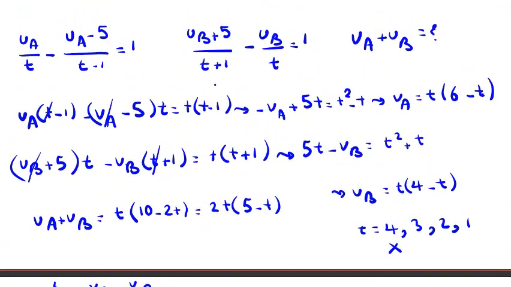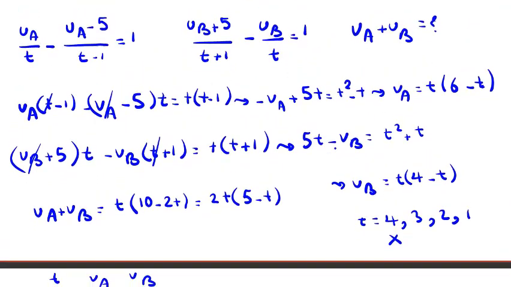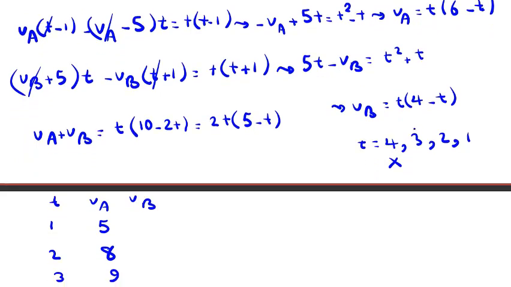VB is what? VB is, let me check, yes, VB is t times 4 minus t. For 1, it's 1 times 4 minus 1, which is 3. For 2, it's 2 times 4 minus 2, 2 times 2, which is 4. For 3, it's 3 times 4 minus 3, which is 3 times 1, so 3.